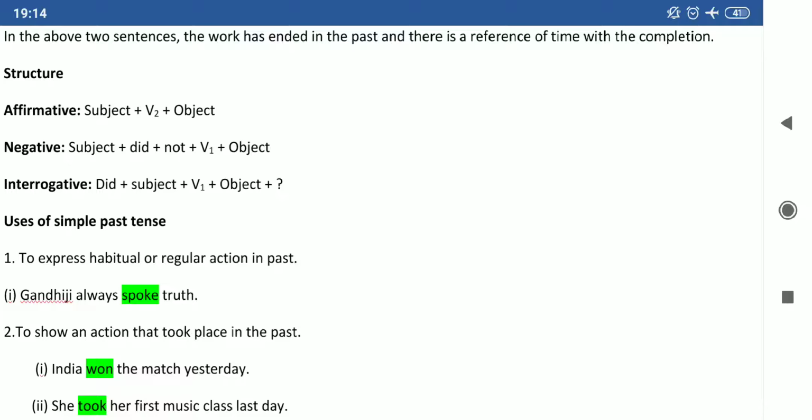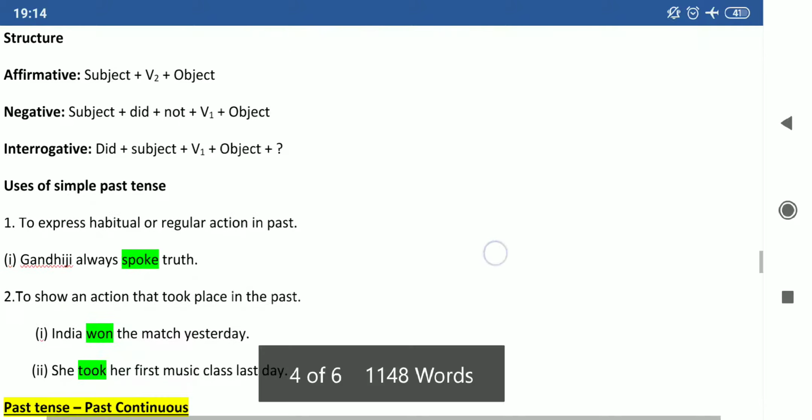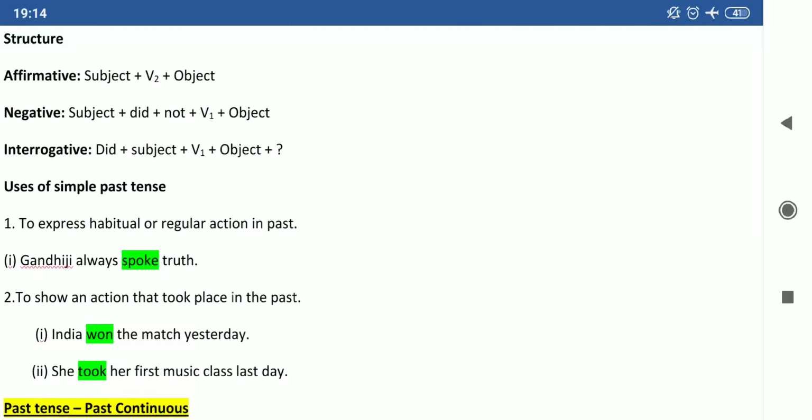You have to use did in the negative sentence, and did is already second form. First form is do, so second form is did. So as we have already used did, so after that there is no need to use second form of verb. So did is followed by first form of verb.